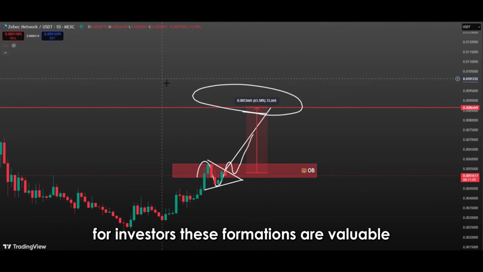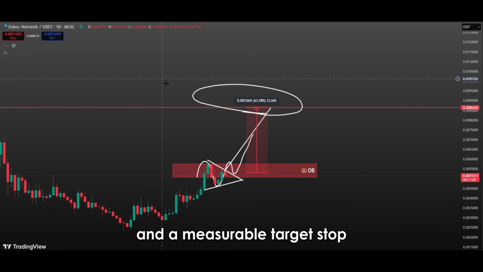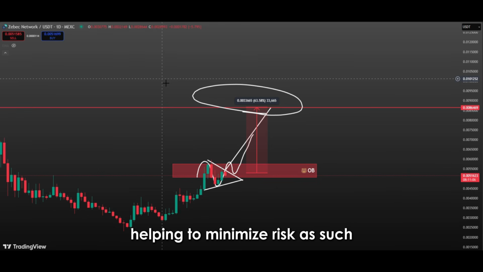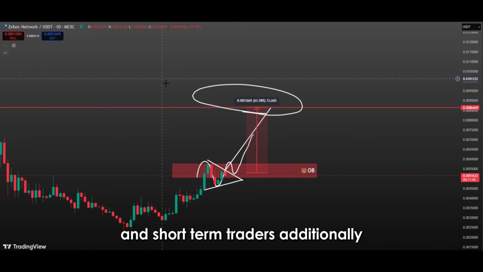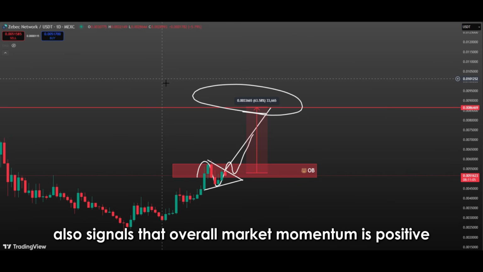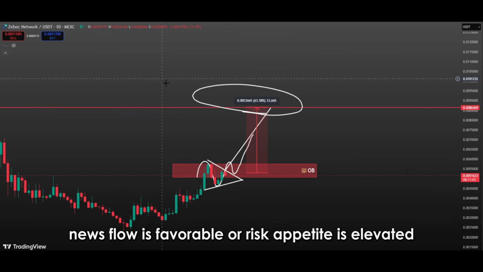For investors, these formations are valuable because they provide both a clear breakout point and a measurable target. Stop-loss levels can also be placed below the lower boundary of the flag, helping to minimize risk. As such, flag patterns are highly useful for both technical analysts and short-term traders. Additionally, an upward breakout from this pattern also signals that overall market momentum is positive. This typically occurs during times when market sentiment is optimistic, news flow is favorable, or risk appetite is elevated.